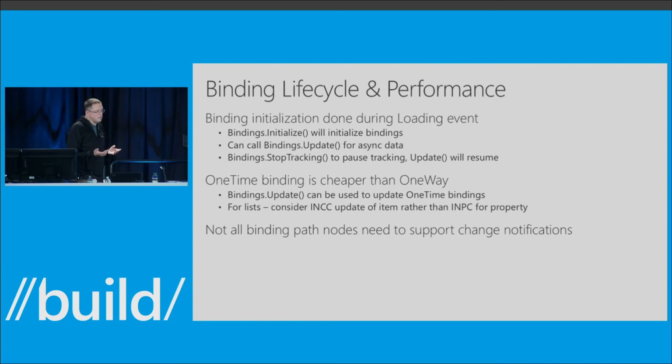Not all the binding paths need to support change notifications. So if I've got a one-way binding, for every node in there, we will look to see whether it's a dependency property or implements INotifyPropertyChanged. If it does, great, we'll register. If we don't, it doesn't matter as long as one part does, and that's what you care about for the listening.